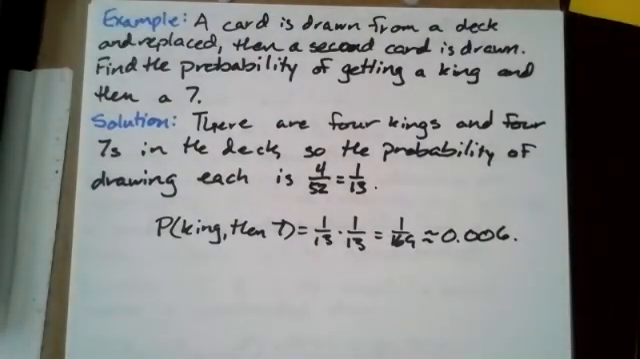Another example, a card is drawn from a deck and replaced. Then a second card is drawn. Find the probability of getting a king and then a 7. Since there are 4 kings and 4 7s in the deck, the probability of drawing each is 4 out of 52, which is 1/13. Therefore, the probability of getting a king and then a 7 is 1/13 times 1/13, which is 1 over 169, or about 0.006, 6 1/1000ths.